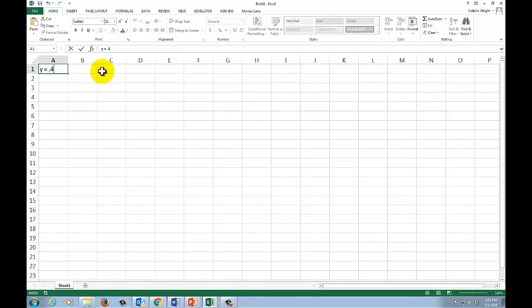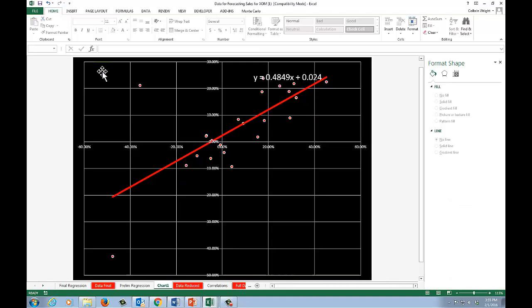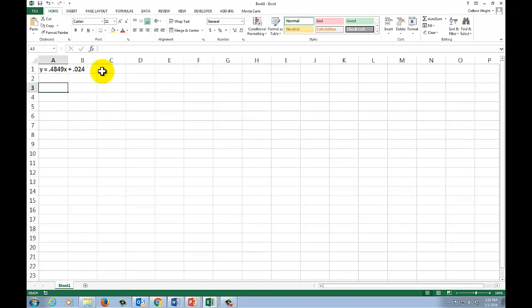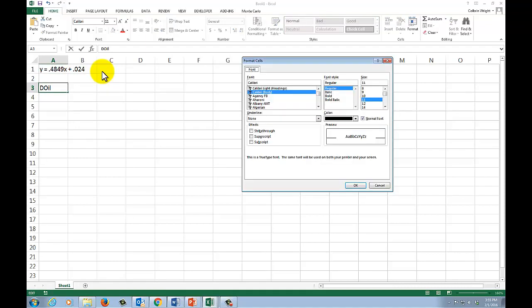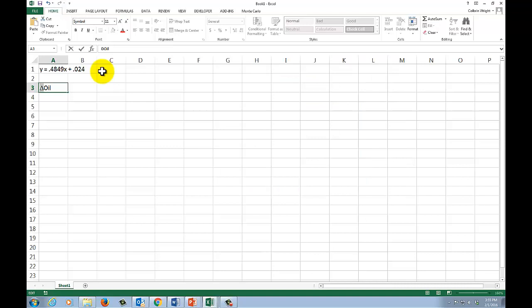So just to try to demonstrate this to you, let's take this equation, y equals 0.4849x plus 0.024, if I remember right. So there's the equation. So what if you wanted to try to estimate the change in Exxon Mobil's earnings, and what if you thought that oil was going to change by 10%? All you would do is take 10% times 0.4849 and add 0.024, which is 2.4%. And there you have it.